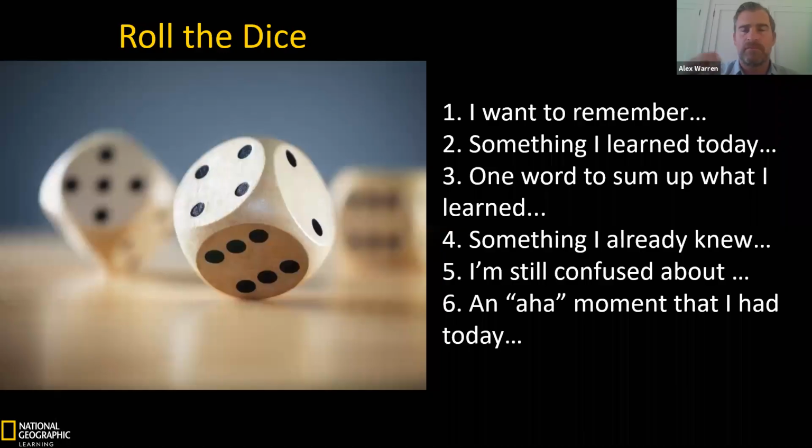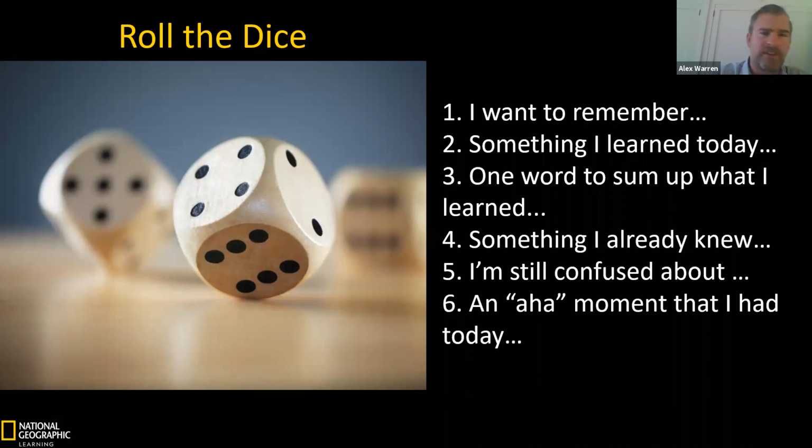Another activity takes a little bit longer. Roll the dice. You have a dice, or maybe a couple of dice moving around the classroom, and they roll the dice and finish the sentence. If they roll a 1, they say, I want to remember this point of the lesson. Number 2, something I learned today was. Number 3, one word to sum up what I learned, etc. Number 5, I'm still confused about. It's a bit of a lottery of what they have to say, so it means there's a variety of feedback that you get from learners.